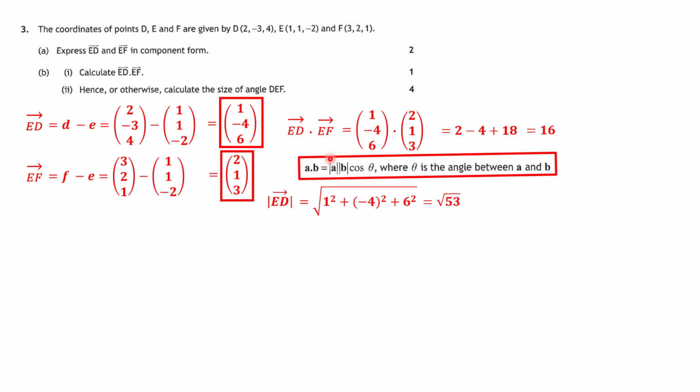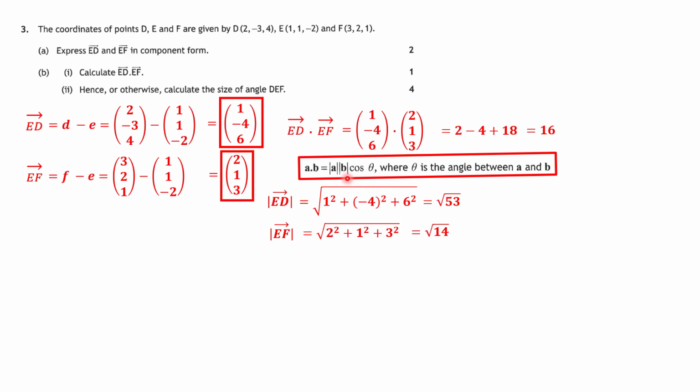You do the same for EF using the components of EF, 2, 1, 3. So you're going to have the magnitude of EF is going to be 2 squared plus 1 squared plus 3 squared, and then take the square root. That's 4, that's 1, that's 9, so it's going to be the square root of 14.